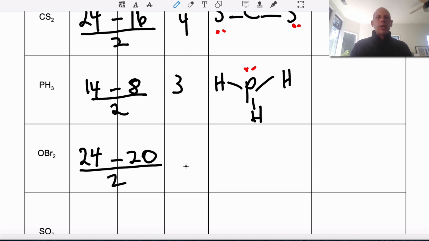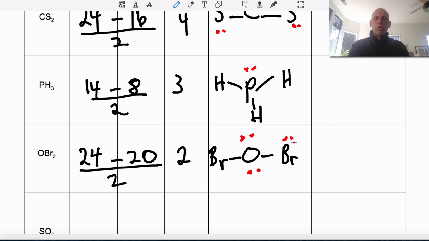Locking those things in covalent bonds. Remember, that's why we're dividing by 2. And that's going to give us 2 bonds. We want symmetry, so we're going to put O in the middle and Br on the outside. 1, 2. Now, does O have what it wants? 2, 4, nope. 6, 8. Does Br have what it wants? Nope. 2, 4, 6, 8. Great. Leave it.